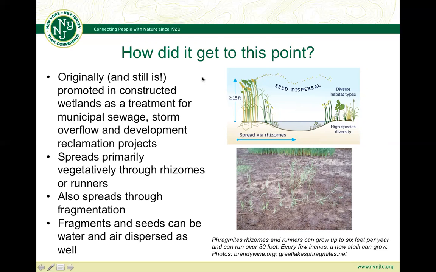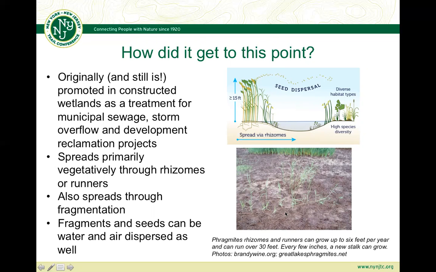To make matters even worse, Phragmites also has the ability to spread through fragmentation of its rhizomes or its above ground stem fragments. Adding to its ability to infiltrate other natural areas is that its seeds and fragments can be dispersed through wind, as you can see here, as well as it survives in water and can spread over water as well.